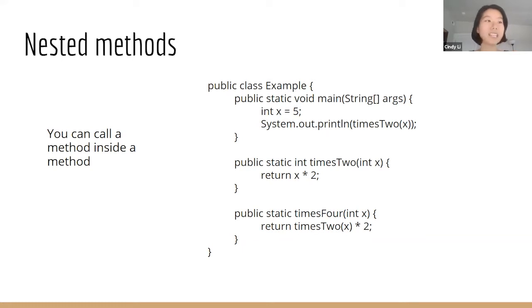Okay, it is 3:09. Yes, you guys are correct. The answer is 10. And let's briefly go over it. This is quite easy. So first we have the main. We defined the int x as equal to 5, and then we System.out.println times 2 of x. So let's come to times 2. Times 2, the parameter that is passed in, int x equals 5. It returns x times 2, so it returns 10. And then when it returns 10, it just prints out 10. That is quite easy. Oh, that wasn't a question? Okay.